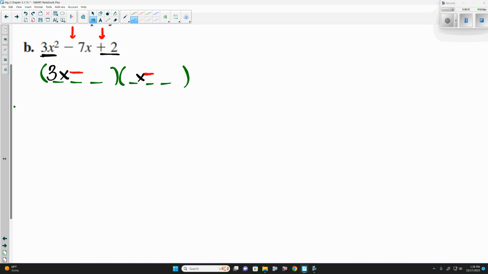Factors of 2 are, oh, shoot, just 1 and 2. My bad. Yeah. And again, I'm just plugging them in. Because again, there's only one set of factors of 2, there's only one set of factors of 3, so we're just plugging them in and then we're going to check.